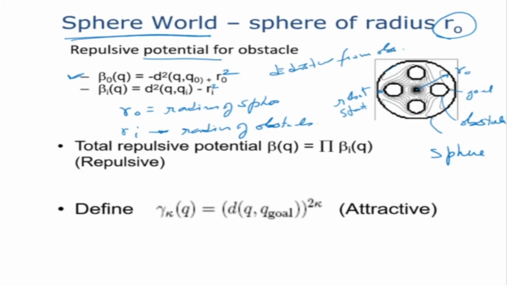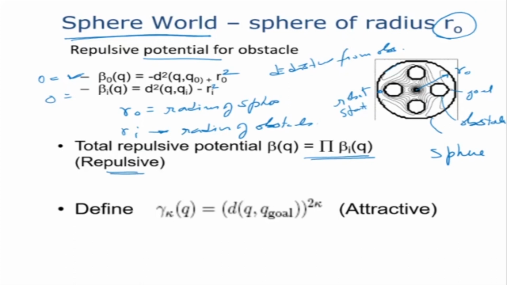Now, when it comes to the boundary of the outer sphere, what will happen? This one will become 0. And if it comes to the boundary of an obstacle, it will also again become 0, because d squared will become equal to r squared. So now the total repulsive potential is equal to the sum of beta i. This is the total repulsive potential acting on the robot now.